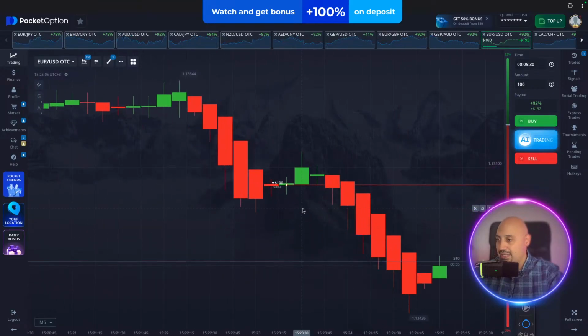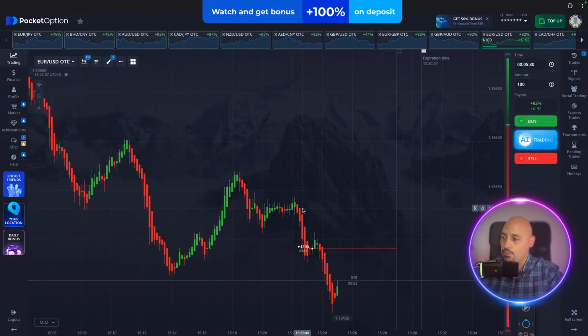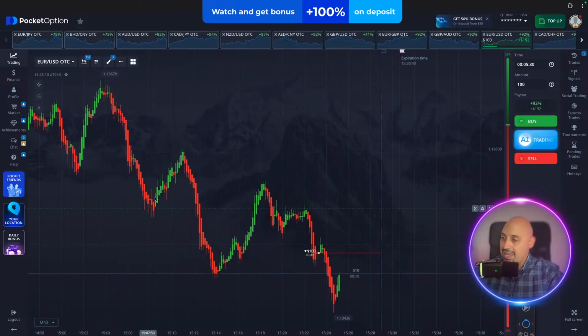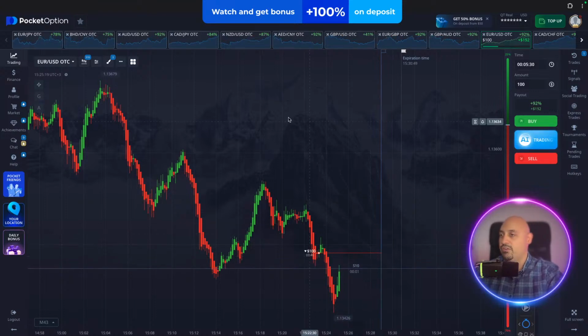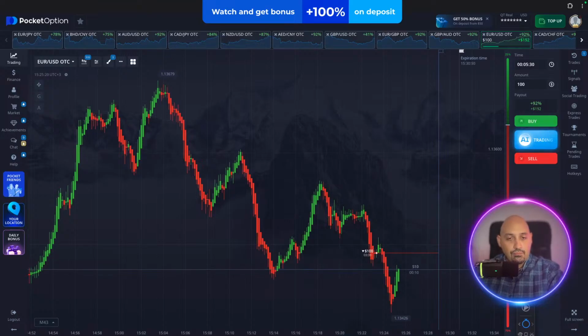We have another 3 minutes and 50 seconds to go. Clearly, we are making lower highs and lower lows. I still believe that whether there's going to be another correction or a pullback over here, we're still going to move to the downside. Nevertheless, that is basically it.